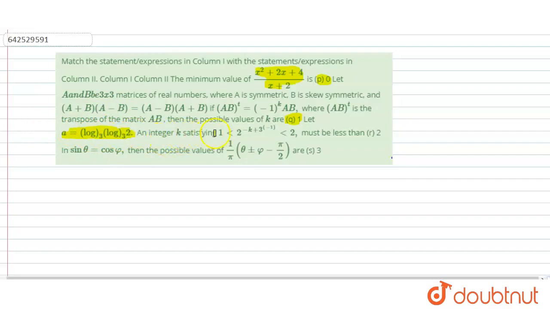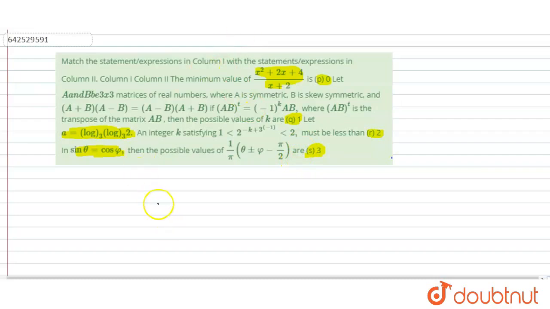And an integer k is satisfying this. And in this equation, sin theta cos is what we have. Okay, so now let's solve this equation.